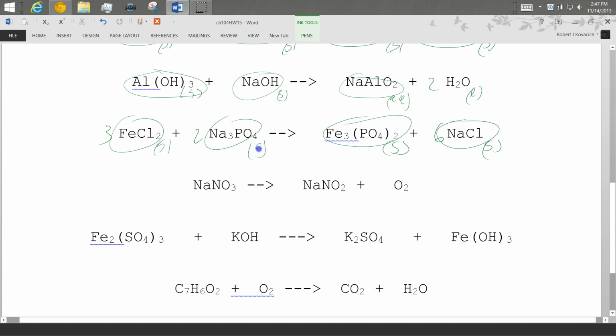Do we have names for these things? What's the first one? Sodium chloride. Iron 2 chloride. The next one? Sodium phosphate. The next one? Iron 2 phosphate. And the last one? Salt, table salt. I actually can't remember if I really said this before. I think I did, but maybe not enough.